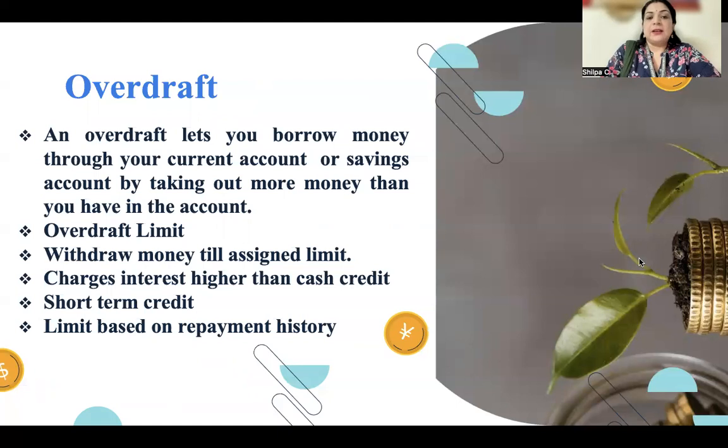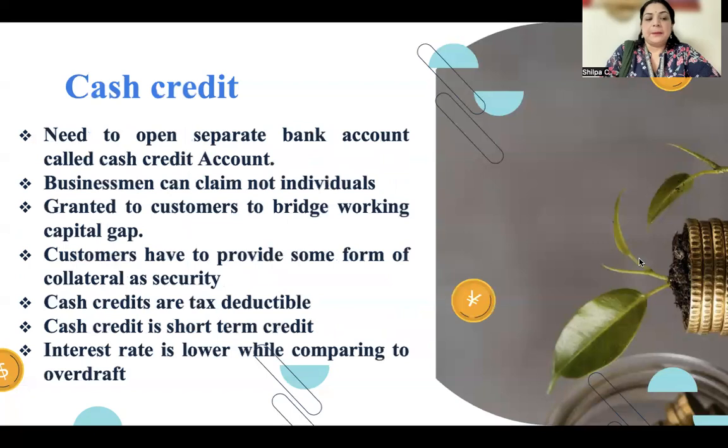Here the bank charges interest higher than the cash credit. It is a short-term credit and the limit is based on the repayment history. This overdraft facility is not given to all customers; it is provided only to the esteemed customers of the banker.